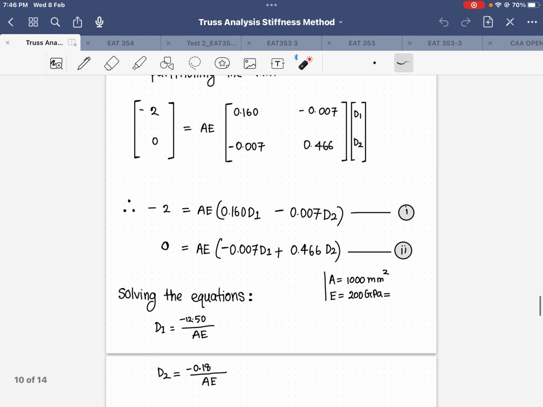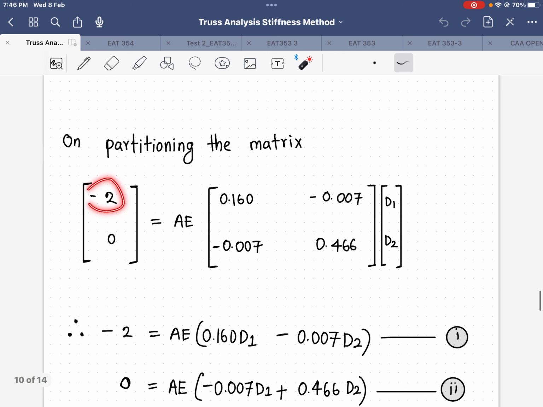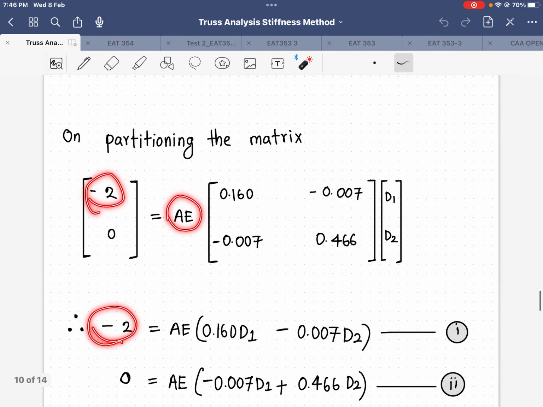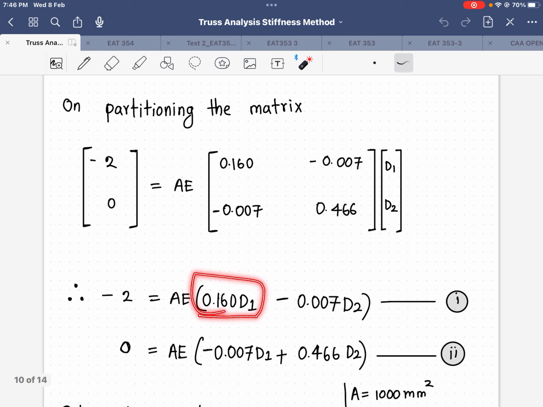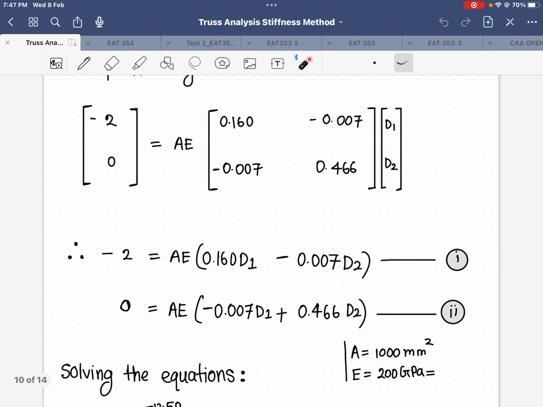So what we have to do in this case: you see the -2, I put AE, then I use the matrix multiplication, 0 0.00, and multiply with D1. We have the formula plus, but if I put plus and I have the negative, negative and positive will become negative, right? So that's why I put negative directly. Then 0 0.007, multiplied with D2. We can form this as equation number 1.